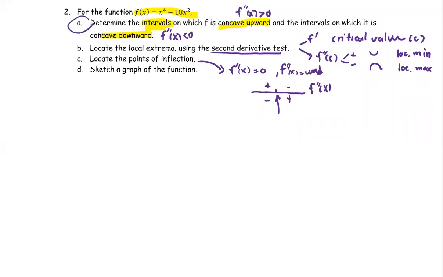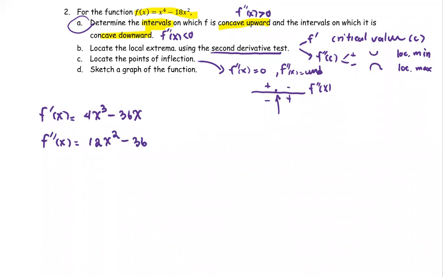First part, we're going to find the intervals where the function is concave up and concave down. That means we're going to work on the second derivative. First of all, before A, B, C, we have to find the first derivative no matter what, and we're going to use the first derivative in part B anyway. So the first derivative, I'm sure everyone is okay with that. We have 4x to the third minus 18 times 2, which is 36 times x. The second derivative is 12x squared minus 36.